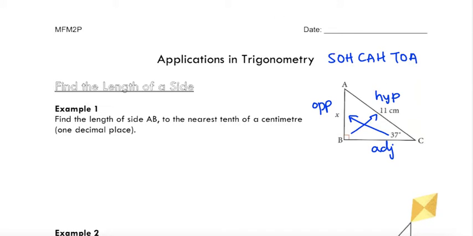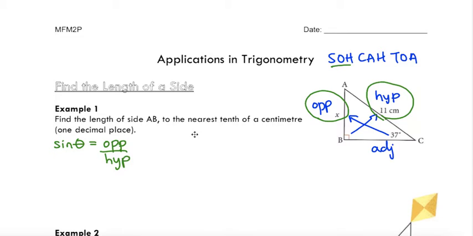Once you've done that, you have to ask yourself, what do I know? I know my hypotenuse side. What am I trying to find? I'm trying to find my opposite side, and the opposite and hypotenuse comes from the sine. So I'm going to do the sine of theta, or the sine of an angle, is equal to the opposite over the hypotenuse. So once you've labeled the sides and figured out what trig ratio you can use from SOHCAHTOA, always start by writing out that generic trig ratio equation.